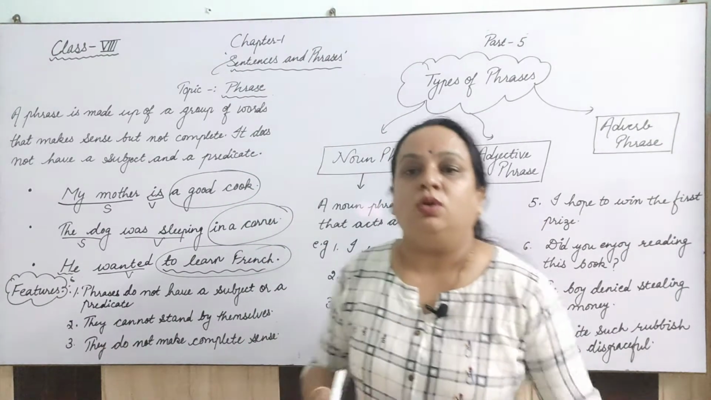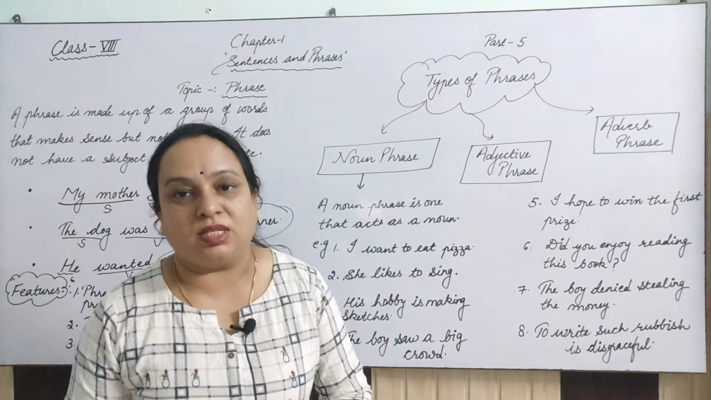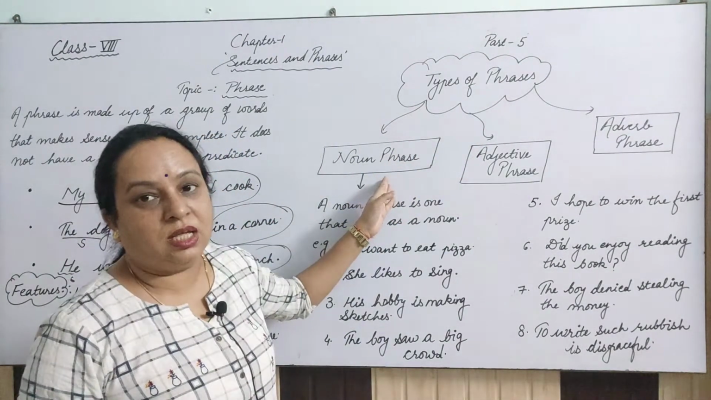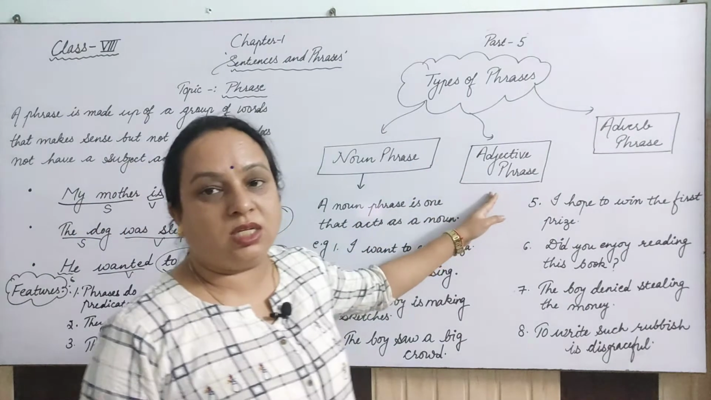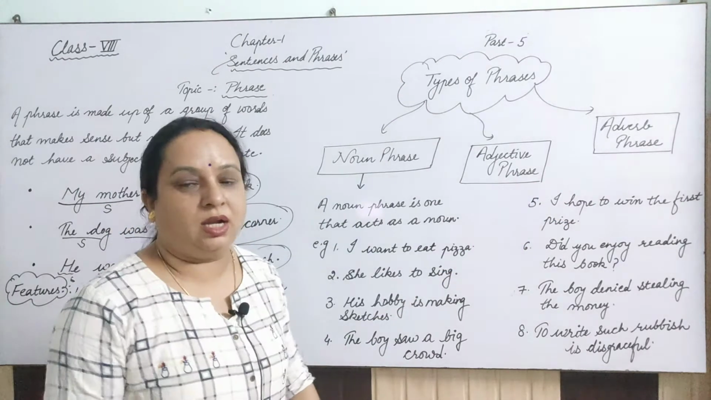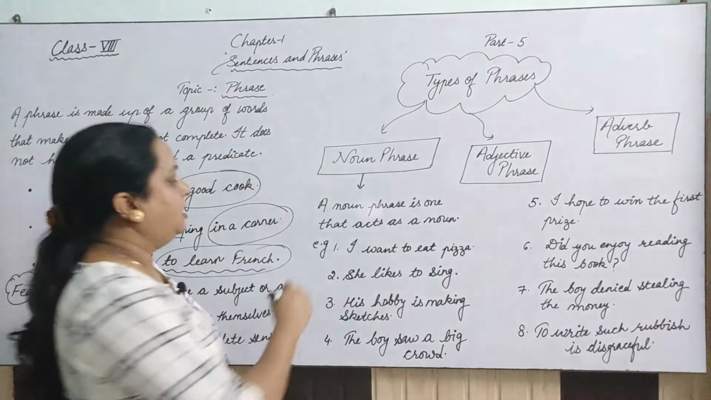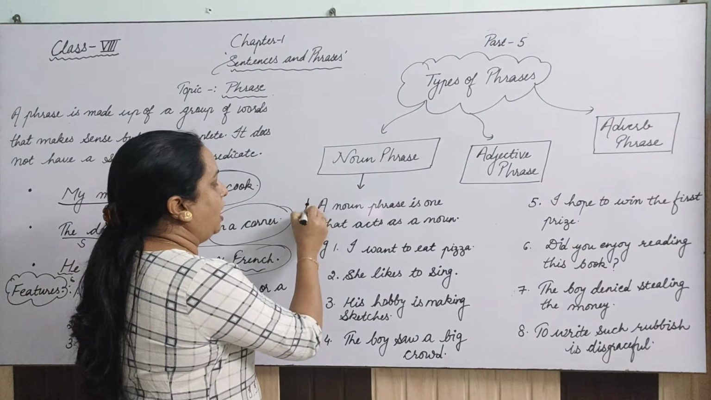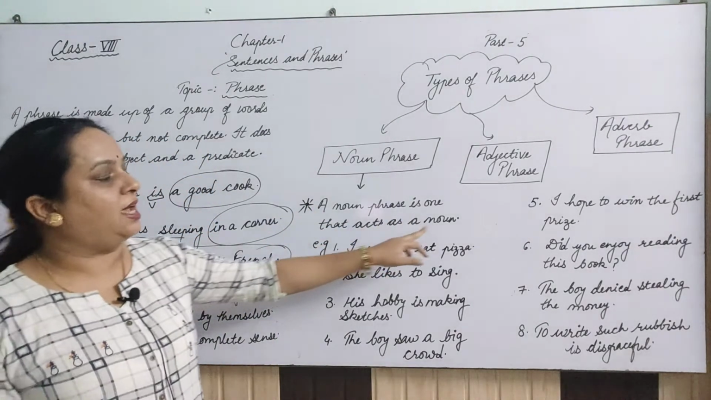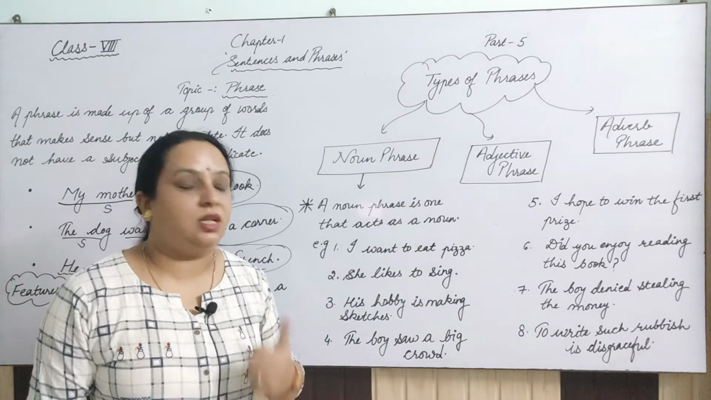Clear? Now, we have to learn that phrases are of three kinds. The types of phrases are: number one, noun phrase; number two, adjective phrase; and number three, adverbial phrase or adverb phrase. Now, what is this noun phrase? Let's see. I have written the definition here. A noun phrase is one that acts as a noun.